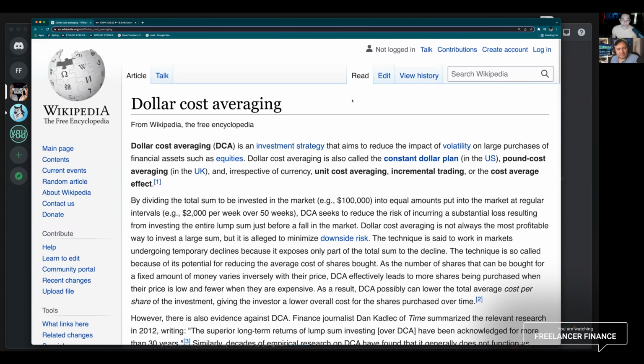DCA stands for dollar cost averaging. Dollar cost averaging is an investment strategy that aims to reduce the impact of volatility on large purchases of financial assets such as equities. That would be stocks or crypto. Dollar cost averaging is also called the constant dollar plan.